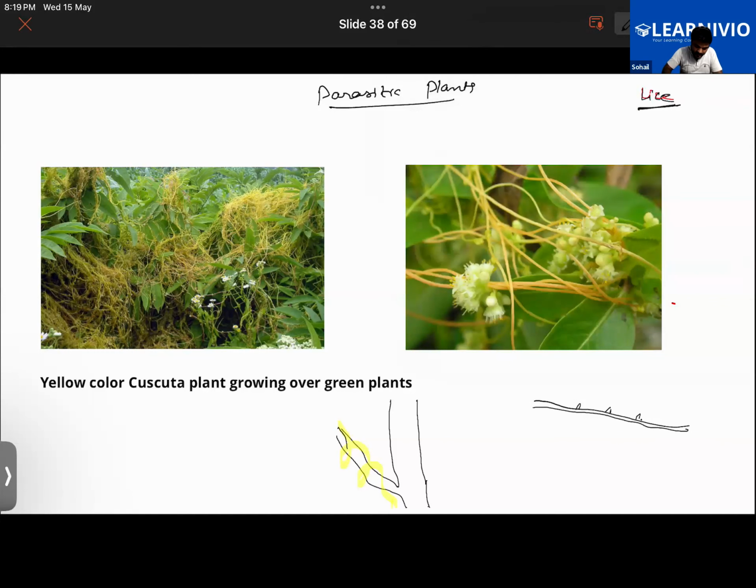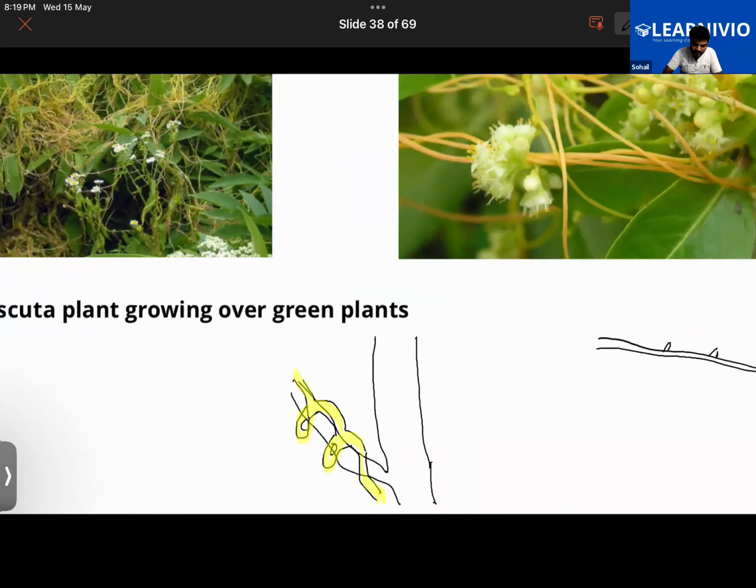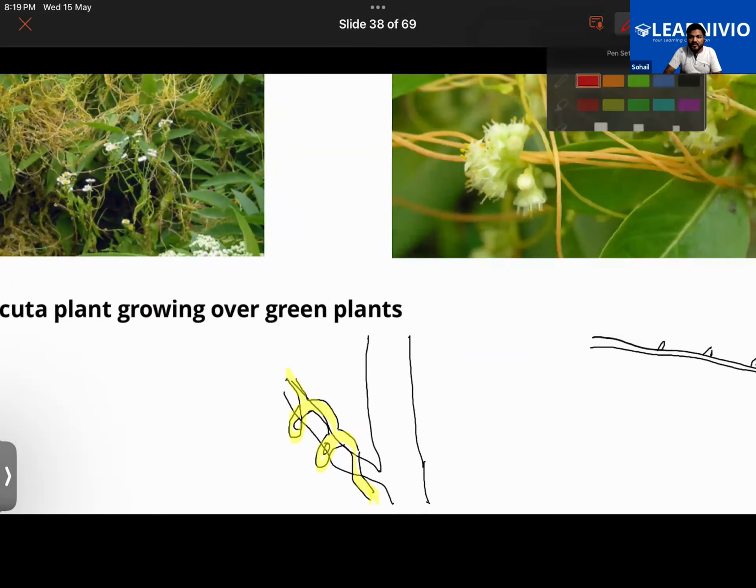Now the way in which Cuscuta obtains nutrition from this host plant is very interesting. What basically happens is it clings around the body of this host organism, and moreover it will start to connect with the vascular system of this plant, meaning that its tissues connect together with the tissues of the host plant and start obtaining nutrition from them.